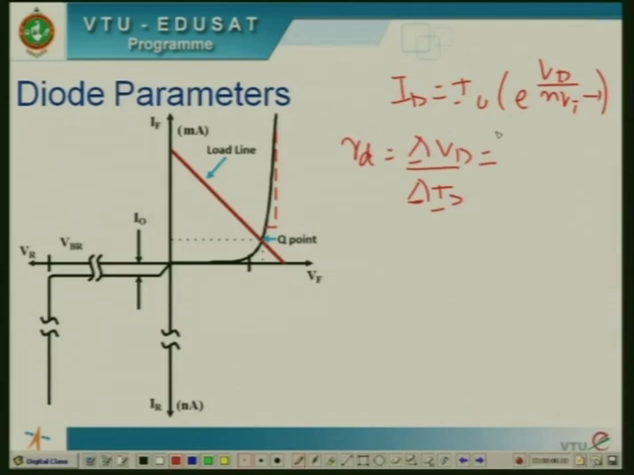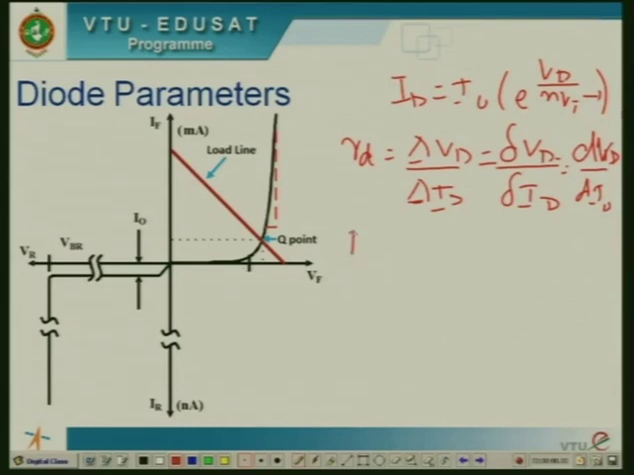This delta change in voltage is simply a small incremental change, in other words the partial derivative of the diode voltage with respect to the diode current. This can also be replaced with dVd by dId. It means you are differentiating the equation of Id with respect to Vd, and that provides the dynamic resistance. The diode has two operating regions: when the diode is forward biased and when the diode is reverse biased.